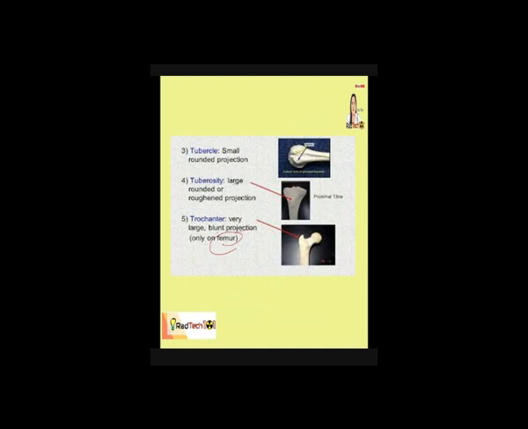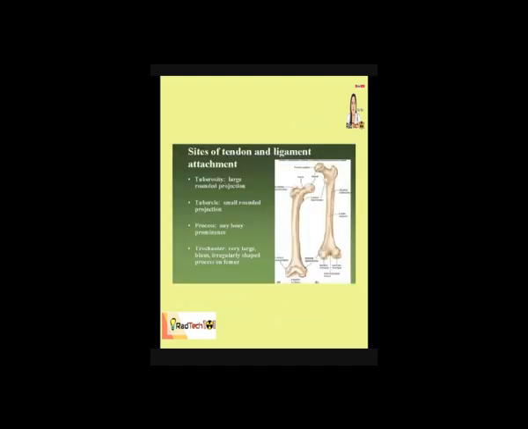Ito naman, large, rounded, or roughened projection. Small, rounded projection. So actually, kapag tinignan mo, parang pare-pareho lang naman sila. Pero ang differences nila, ito yung tubercle, small rounded. Yung tuberosity, large rounded, or large, rough siya. Ito trochanter, very large, mas malaki ang trochanter, pero blunt siya, na makikita lang sa femur. So, ito na yung mga attachment nila.